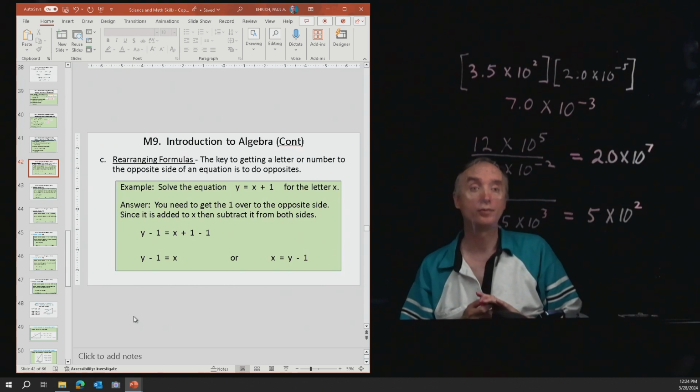So now we're going to take a break, and when we come back, we're going to talk about how to rearrange formulas for a particular letter.